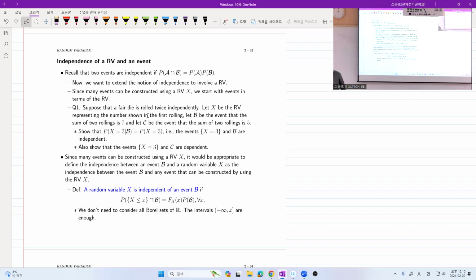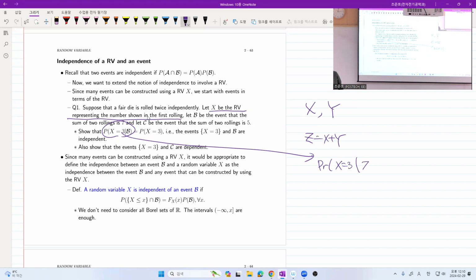So let me just say that X is the random variable representing the number shown in the first rolling. Okay, so you have X and you have Y and Z equals X plus Y. So precisely speaking, this probability is that X equals 3 given Z equals 7. And the question is, is this conditional probability same as unconditional probability? So probability of X equals 3. And you can show that they are independent. Okay.